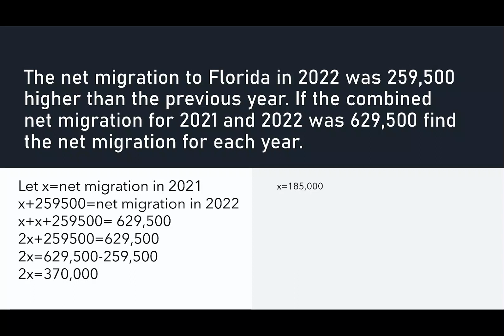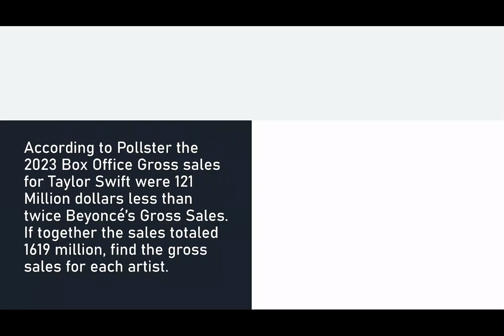It's important to go back and say, well, what does that represent? Which is why we always write down what our variables stand for. We know X is the net migration in 2021. I need to add 259,500 to get the net migration in 2022, which is 444,500. So let's try one last problem.